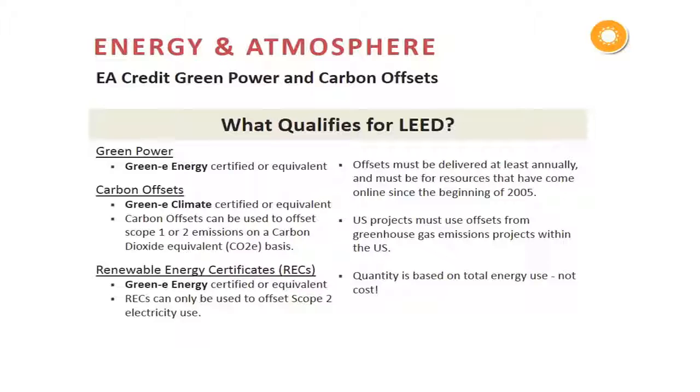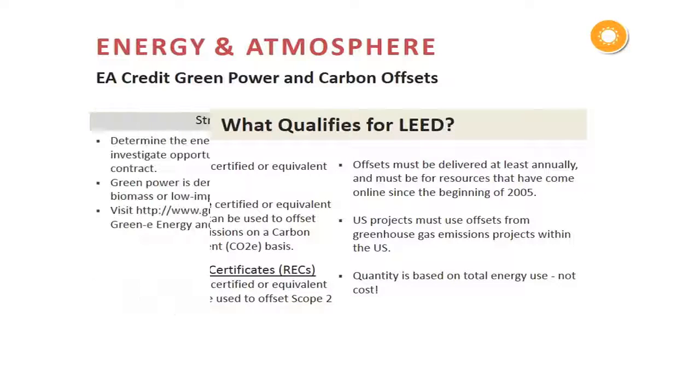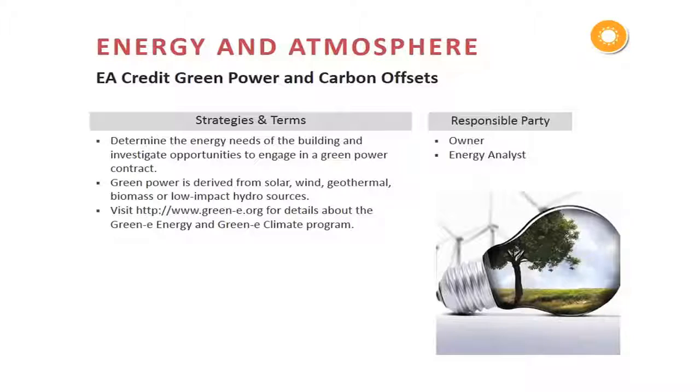The final point I'll mention here is that quantity is based on total energy use and not cost. So while we look at energy cost when we're talking about the Optimized Energy Performance Credit, we're looking at energy generation as a percentage in terms of kBTU, most likely, for this credit. So here's the strategies. First, look at how much energy the building is going to need, and then investigate those green power options. So whether that's asking for proposals from many of the national resellers of renewable energy certificates, or if it's just going to the utility and saying, hey, do you have a Green E energy program?